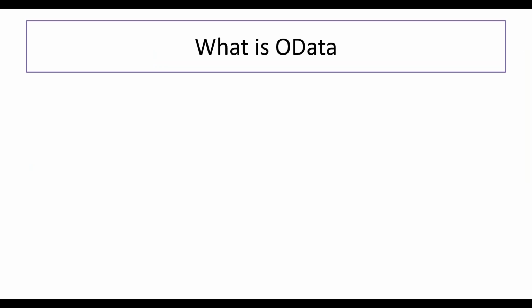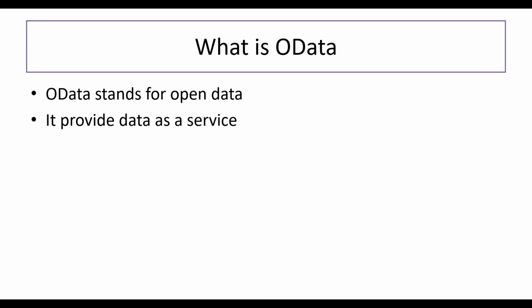Now, what is OData? OData stands for Open Data. It is an open source one, which is provided by Microsoft, and we can use it. And what is it providing? Data as a service. That is what OData is about, and it is widely accepted in the market.